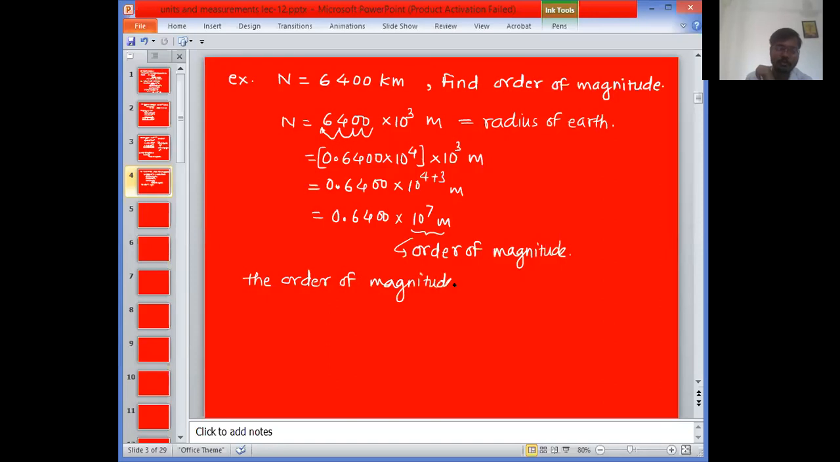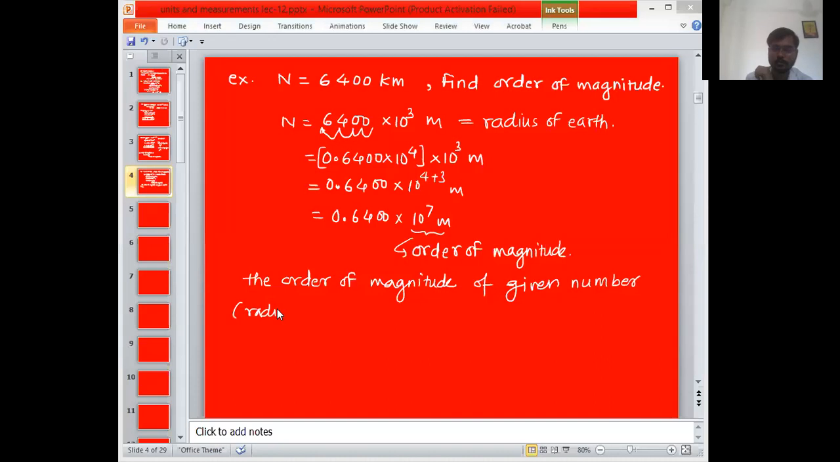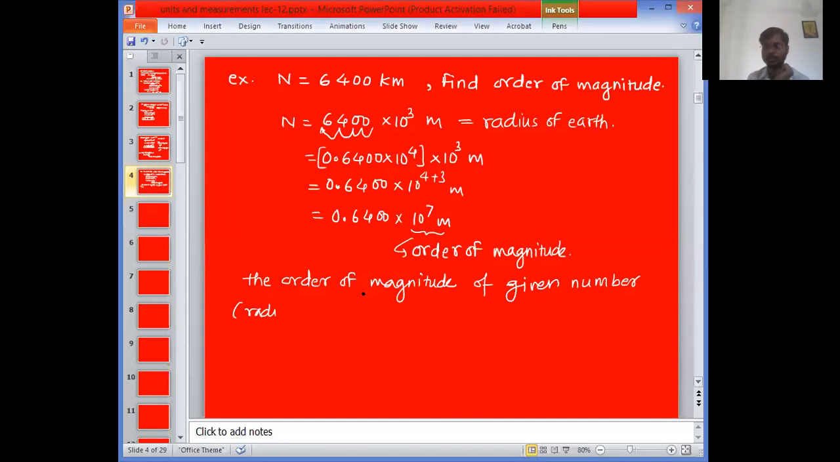The order of magnitude of the given number, and the given number was the radius of earth, so you could say the order of magnitude of radius of earth is 10 raised to n as it is, here 10 raised to 7. Write it with the unit if there is a unit; if there is no unit, do not write it. This completes the point of order of magnitude.